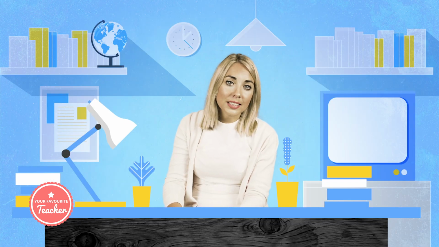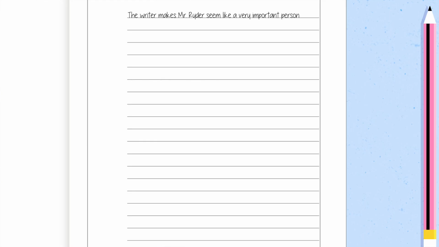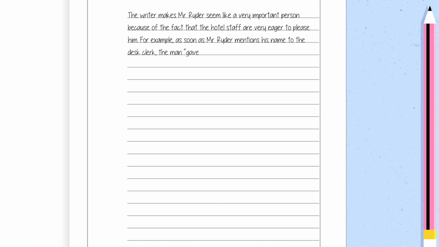Next, like the bullet points tell us, we'll evaluate how the writer has made this impression. This means giving our evidence and explaining how it makes Mr. Ryder seem important. The writer makes Mr. Ryder seem like a very important person because of the fact that the hotel staff are very eager to please him. For example, as soon as Mr. Ryder mentions his name, the desk clerk gave a start and straightened himself.